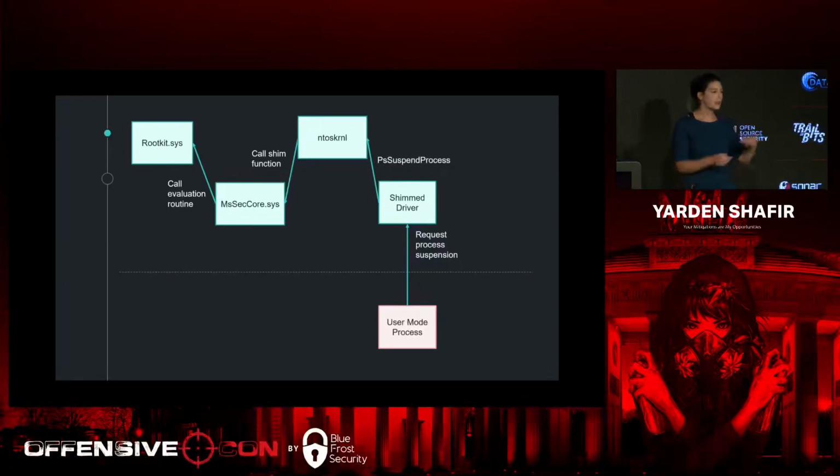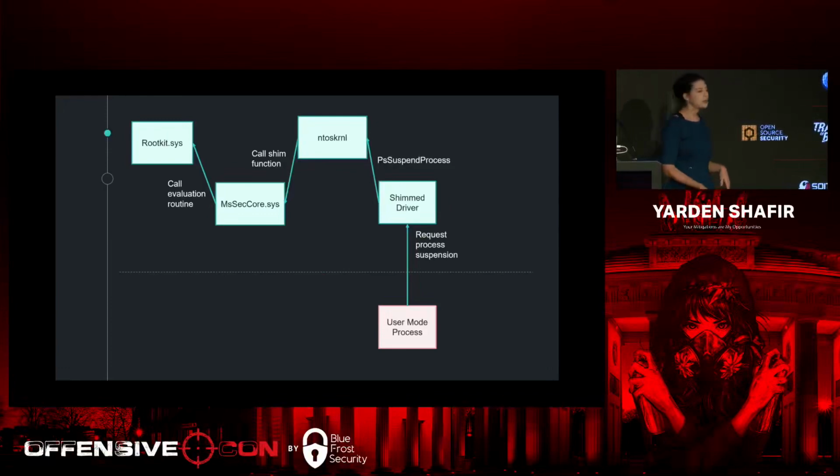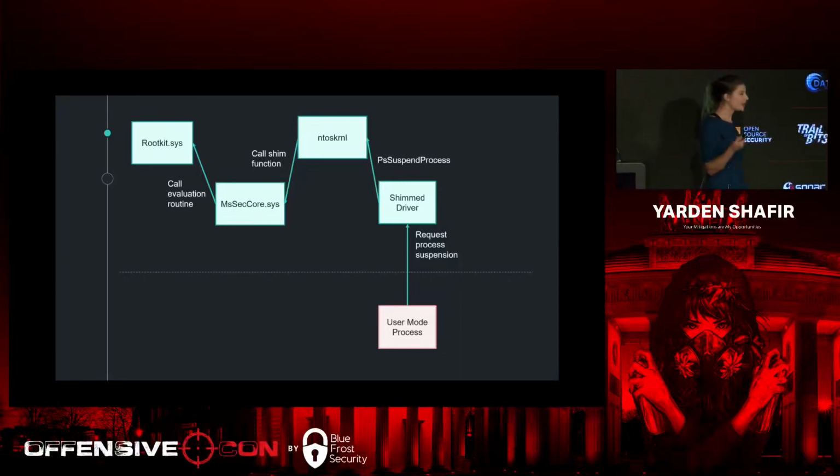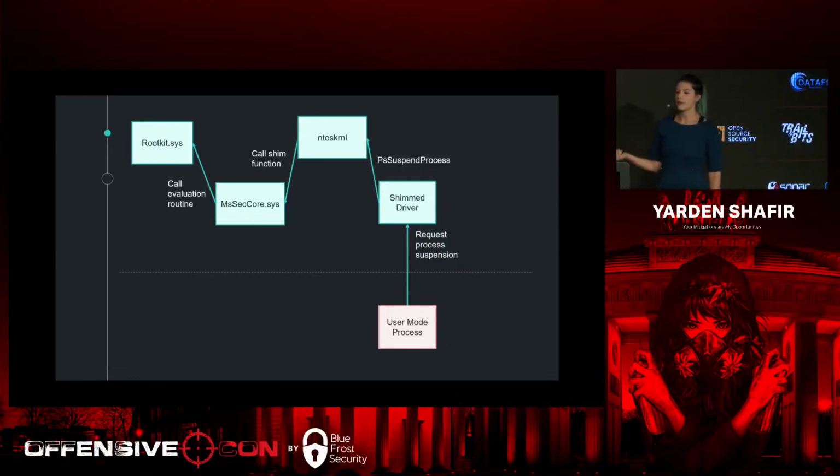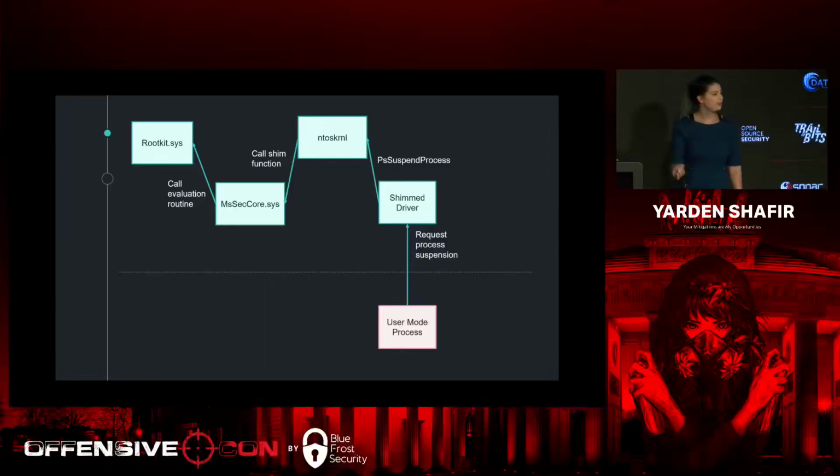Now we can use that to not just completely make this mitigation useless, we can use it to implement our own communication mechanism, or at least a one-way communication mechanism, where our user mode process can go and load, let's say, the old Process Explorer driver and send it a request that we know calls one of the shimmed functions. Let's say NtClose or PsSuspendProcess.